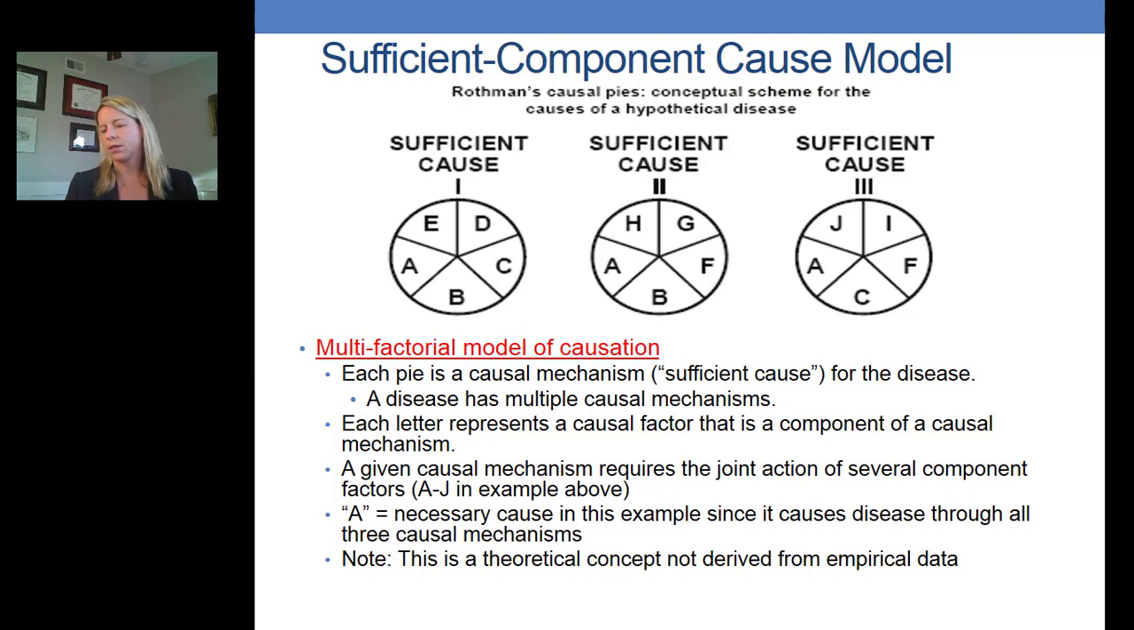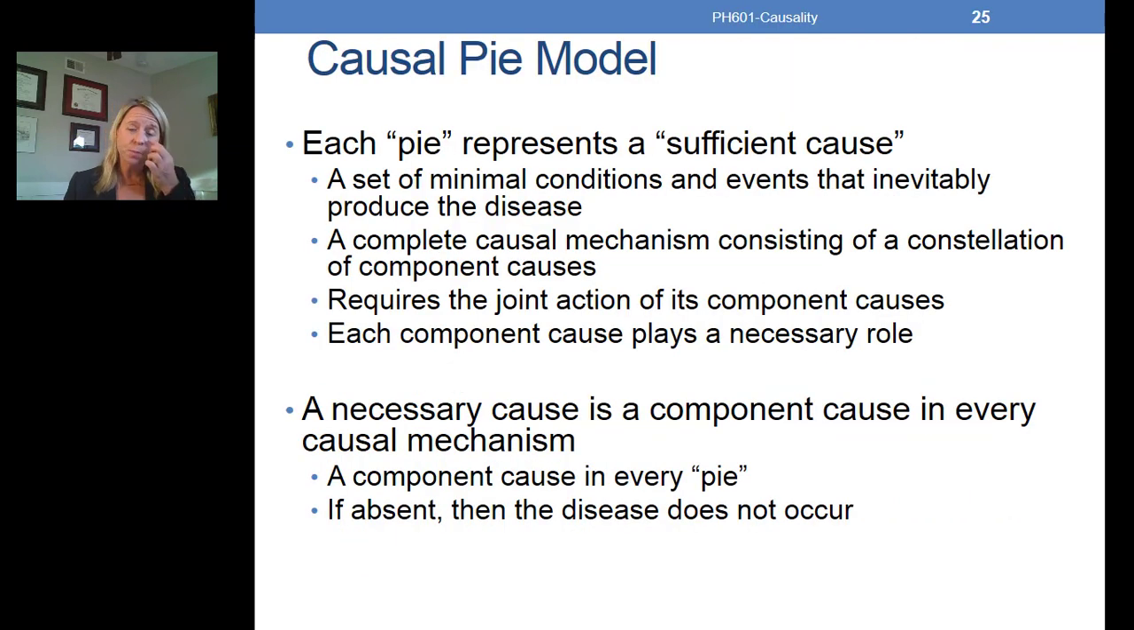Now, again, this, like the others, is a theoretical construct. However, this is the way that we should be thinking about diseases and risk factors in epidemiology. And finally, these causal mechanisms that are shown in this slide aren't derived from empirical data. This is merely conceptual.